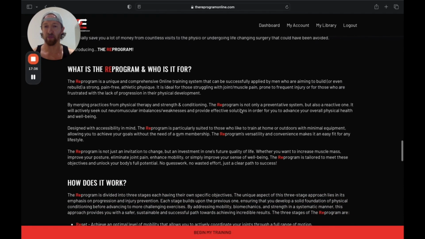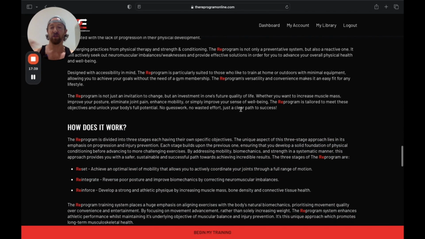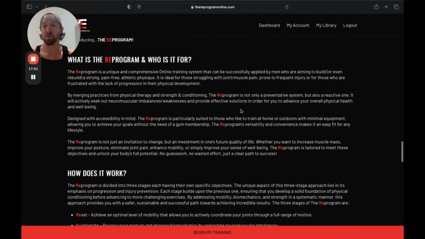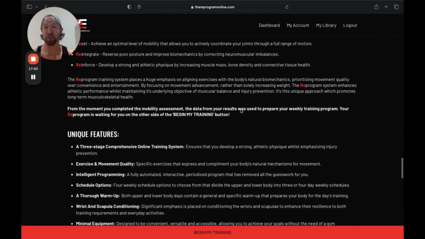Introducing the Reprogram. Right, so I'm not going to go all the way down this, you can read this yourself, but basically from the moment you completed the mobility assessment, the data from your results was used to prepare your weekly training program, all right? So what the Reprogram does is it takes the data from your mobility assessment and then it creates a program for you. It's completely subjective for you, and it shows you the mobilizations that you need to pass before you load your body any further with any extra weight.